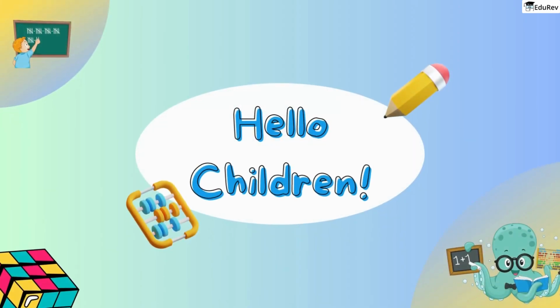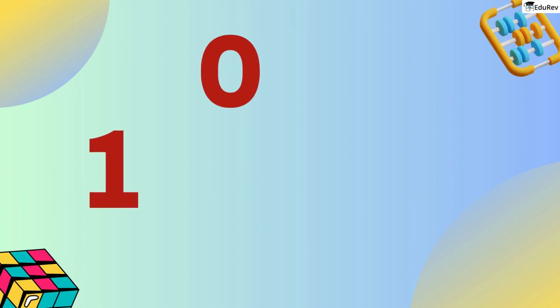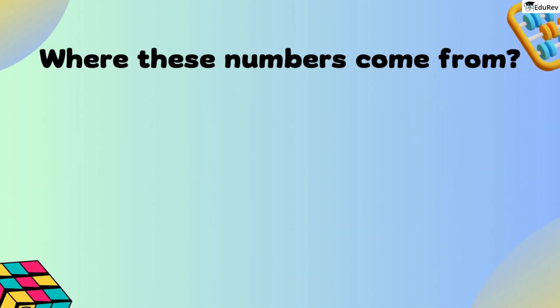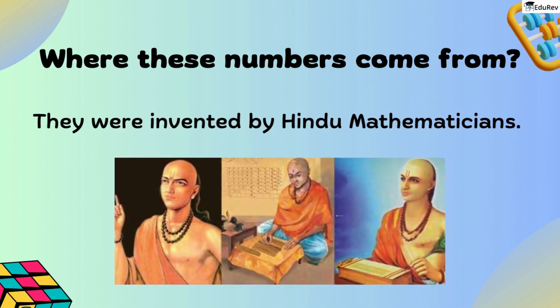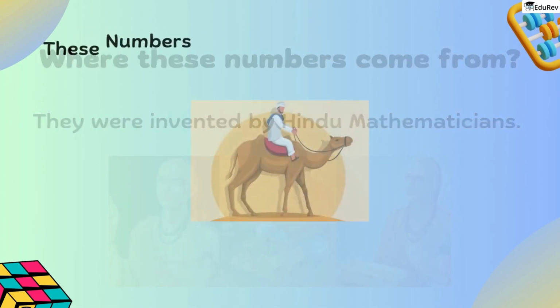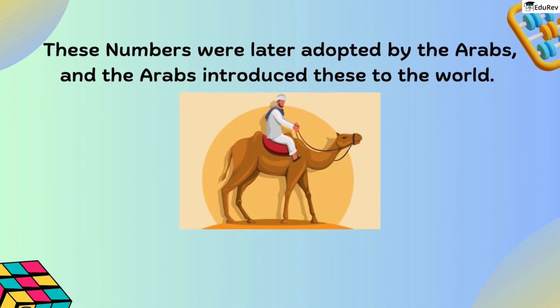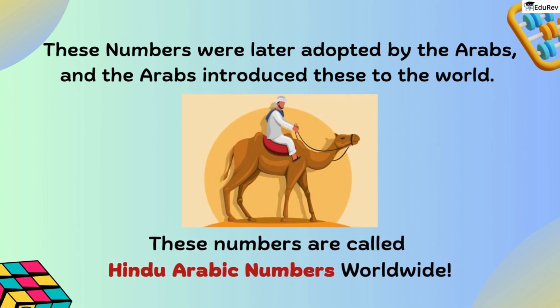Hello children, you all know what numbers are: 0, 1, 2, 3 and so on. But have you ever wondered where these numbers come from? They were invented by Hindu mathematicians. These numbers were later adopted by the Arabs, and the Arabs introduced these to the world. These numbers are called Hindu-Arabic numbers worldwide.